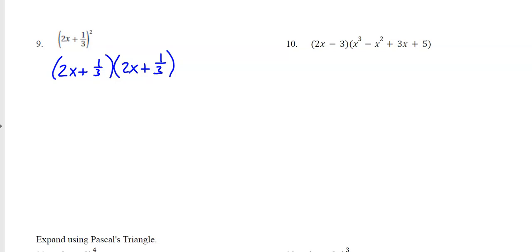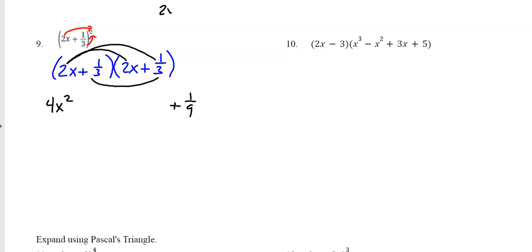Oftentimes, you don't want to do this, but oftentimes kids will square the first, they'll square the second, and then they miss the middle stuff. So I'll kind of show you what I mean. So if you square the first, you get 4x squared. And if you square the last two, 1/3 times 1/3, you're going to get 1/9. But there's some middle stuff going on here. You got to do 2x times a third.